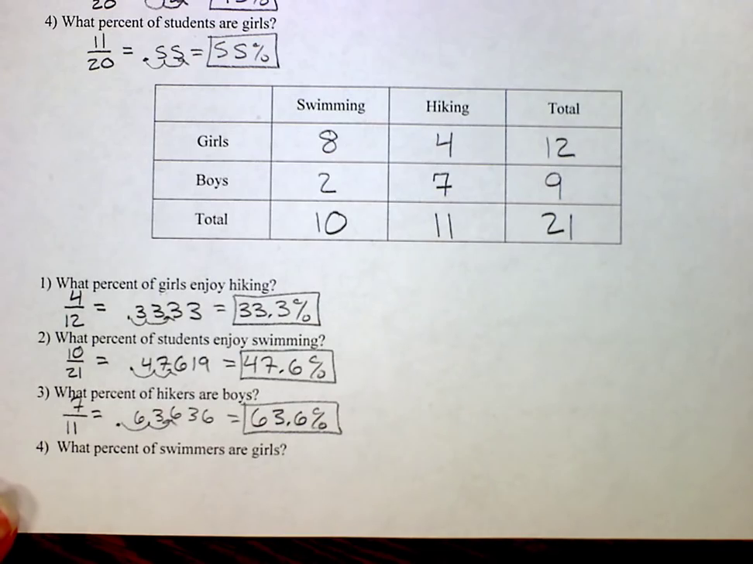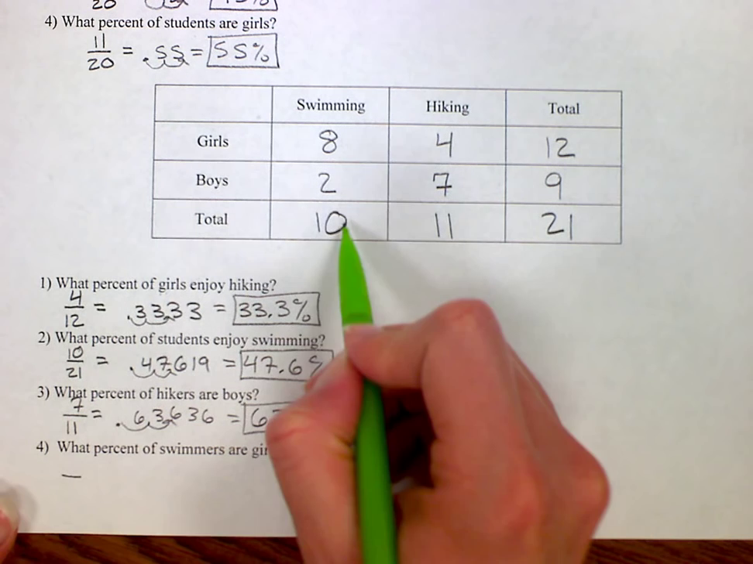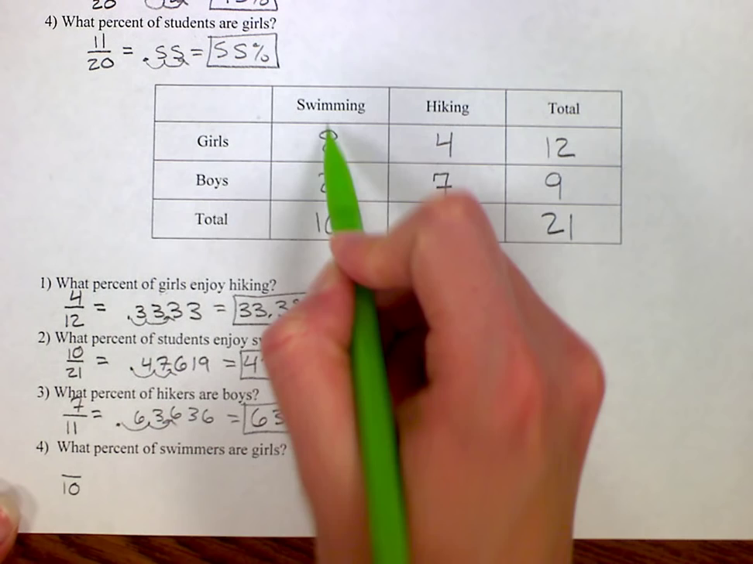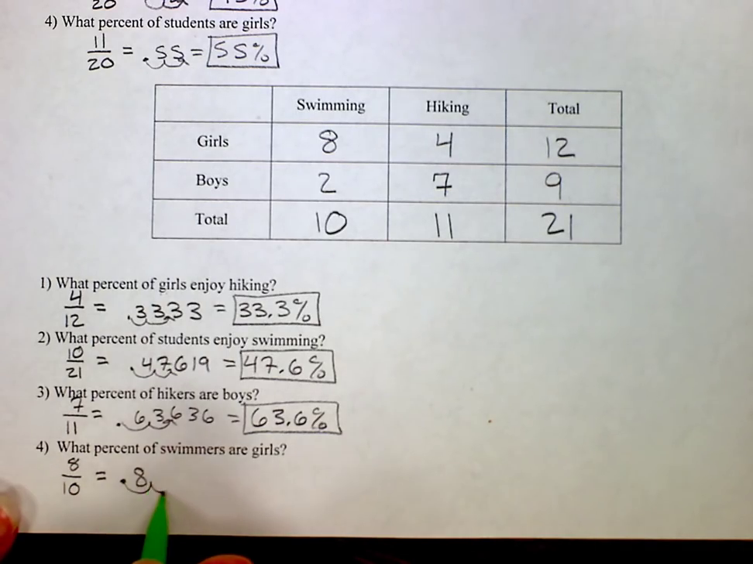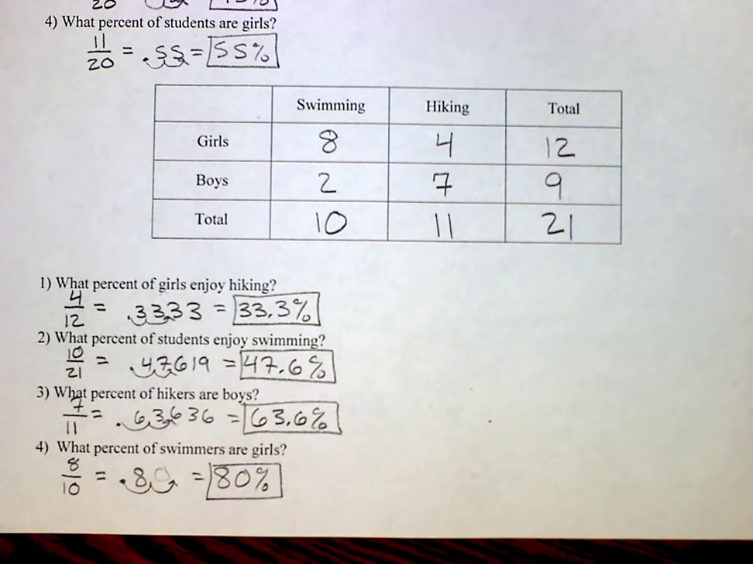And the last question on this page is what percent of swimmers are girls? So we are wanting those that chose swimming, so that's 10, that goes in the denominator. And of those swimming, our girls is 8. 8 divided by 10 is 0.8. We still move the decimal place twice. You'll have to fill in that 0 to get 80%. Feel free to pause or re-watch the video at any time. But now let's go to the back.